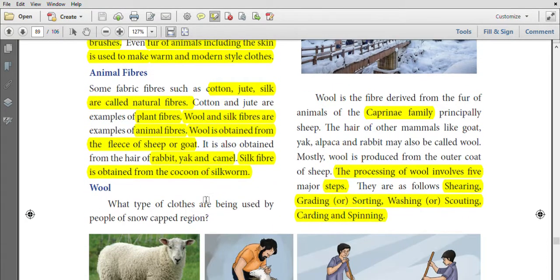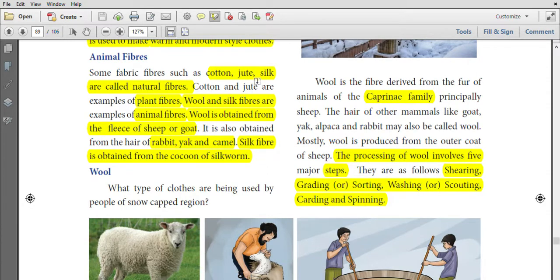Animal fabrics. Cotton, jute, and silk are called natural fibers. Cotton and jute are obtained from plants. These are plant fibers. Wool and silk fibers are obtained from animals. They are called animal fibers.